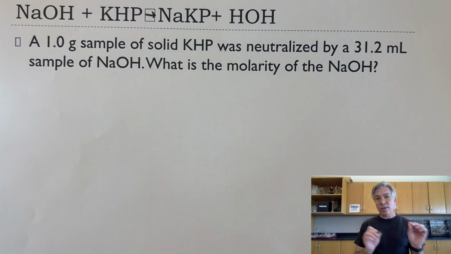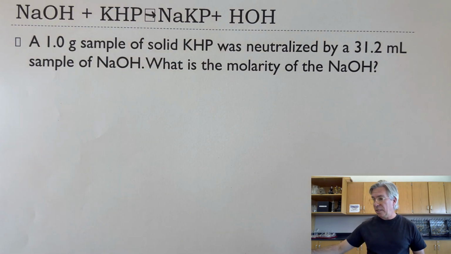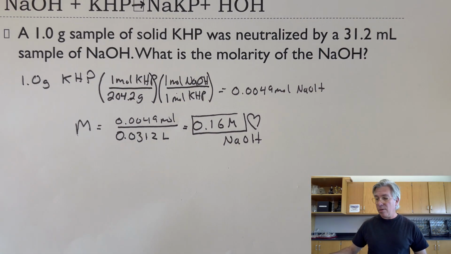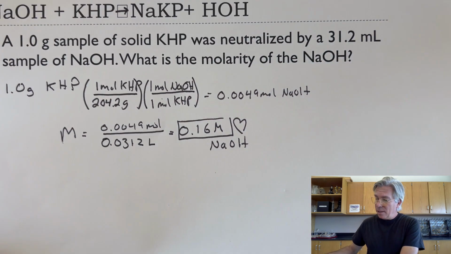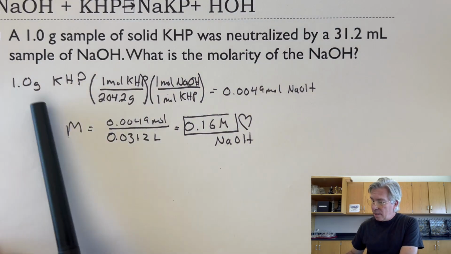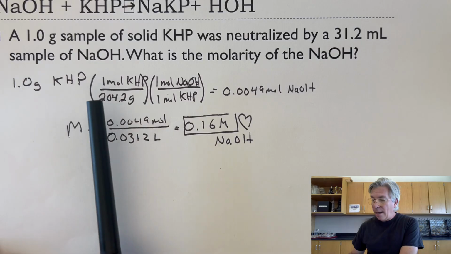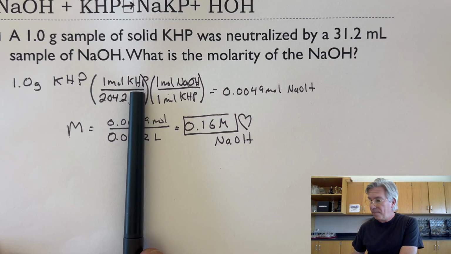So I want to know something about the NaOH, but I know something about KHP. Let's do the 3 steps to get us there. Now, I already worked it out. I was doing it live, but then we had a power outage on the Wi-Fi, so my clip didn't record. But here it is, a 1 gram sample of solid KHP. It happens to have a molar mass of 204.2 because remember that's phthalate, not phosphorus.